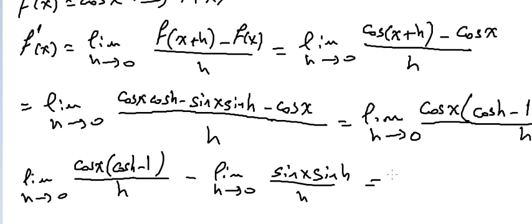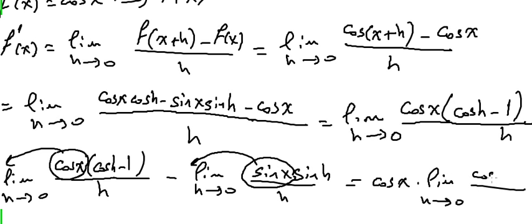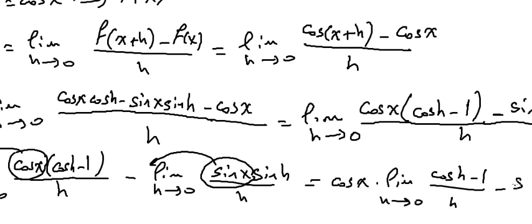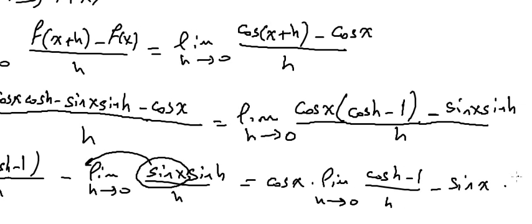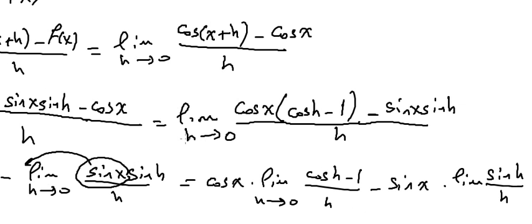Cosine x and sine x, we can consider them as constants because h approaches 0, so we can take them outside the limit, right? Cosine x multiplied with the limit as h approaches 0 of what is left, cosine h minus 1 over h, minus sine x outside, right? Multiplied with the limit of sine h over h when we take the sign outside.